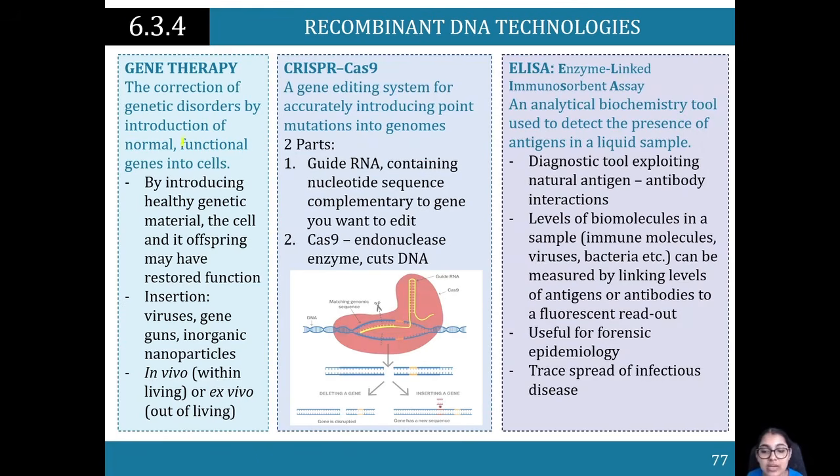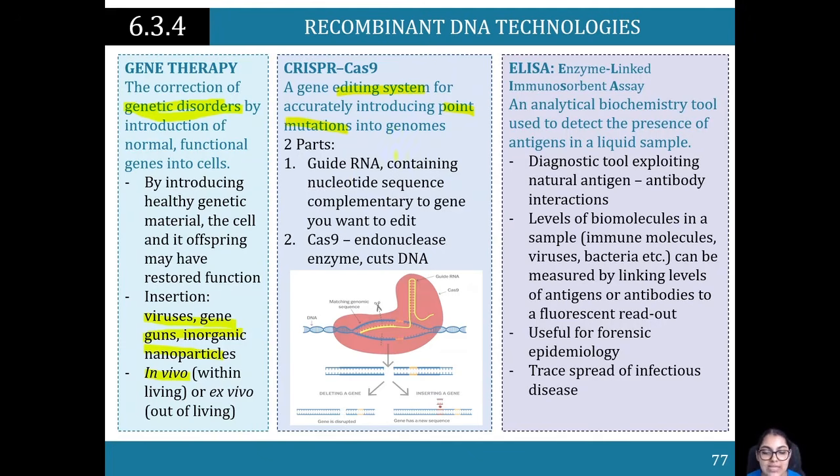So gene therapy is the correction of disorders. We can correct disorders by introducing changes into the functional genes, and we can introduce healthy genetic material. The cell and its offspring can then have restored function, and we can insert using viruses, gene guns, or inorganic nanoparticles, and it can happen either in vivo in the living thing or ex vivo. CRISPR-Cas9 is a technology that edits the genome, accurately introducing point mutations. So we introduce point mutations to fix something in the genome.